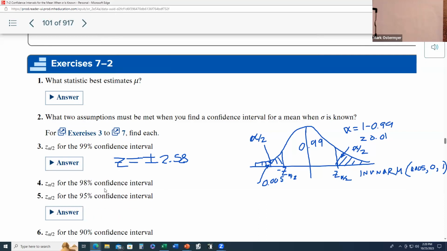How about for a 98% level of confidence? What would be your critical Z values? Well, now we want 98% of our sample means to cluster up around the unknown population mean mu. So that leaves 2% of the area of this curve allocated for the lower and upper tail equally. So what's 2% divided by 2? What's 0.02 divided by 2?